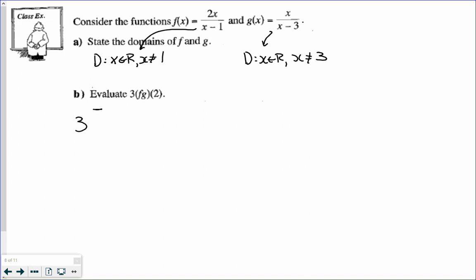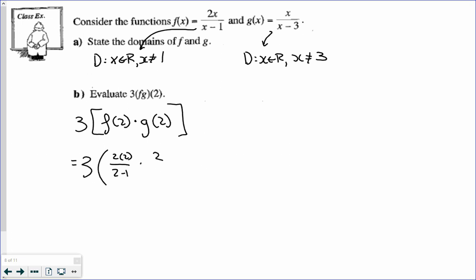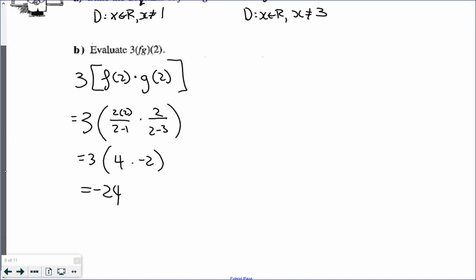Okay, evaluate 3 times fg of 2. So it's going to be 3 times f of 2 times g of 2. Okay, so f of 2, so that's 2 times 2 over 2 minus 1 times 2 over 2 minus 3. So that's 4 times negative 2. So that's negative 24.